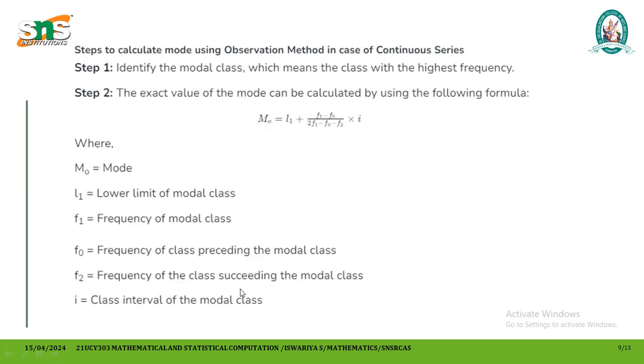Next is the continuous series. For a continuous series, we use this formula to calculate the mode: M0 is equal to L1 plus (f1 minus f0) divided by (2 f1 minus f0 minus f2), multiplied by i. Here M0 is the mode, L1 is the lower limit of the modal class, f1 is the frequency of the modal class, f0 is the frequency of the class preceding the modal class, f2 is the frequency of the class succeeding the modal class, and i is the class interval of the modal class.